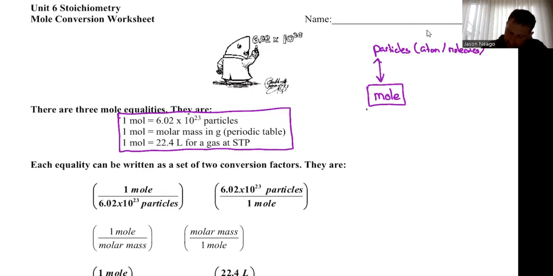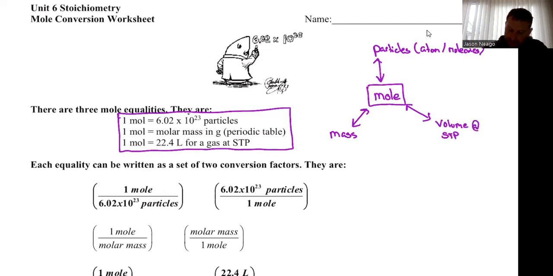Okay, the mole will also help me to convert to mass and to volumes of gases at STP. And STP is just environmental conditions. It means a standard temperature and pressure.